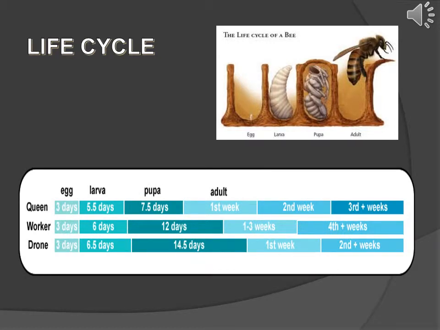The life cycle of a bee consists of egg, larval, pupa, and adult stages. In the upper right-hand corner, you can see the life cycle from an egg to the adult stage. The picture below shows how many days it takes to mature out of each stage. For example, the queen stays in the egg stage for 3 days, the larval stage for 5.5 days, the pupa stage for 7.5 days, and then moves to the adult stage.